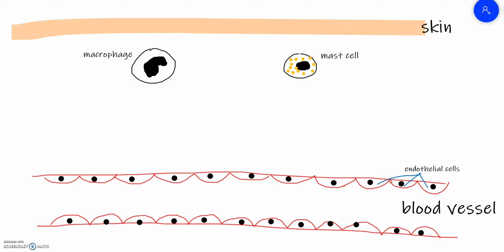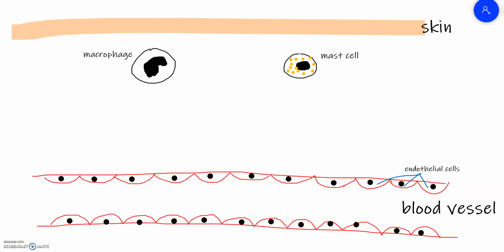Okay, I'm going to describe acute inflammation using inflammation of the skin as an example. So here we have skin on the surface over here. We have a blood vessel right here at the bottom, and the blood vessel is lined by endothelial cells. We also have some native inflammatory cells residing here. We have one macrophage and one mast cell who will be the actors for our story.